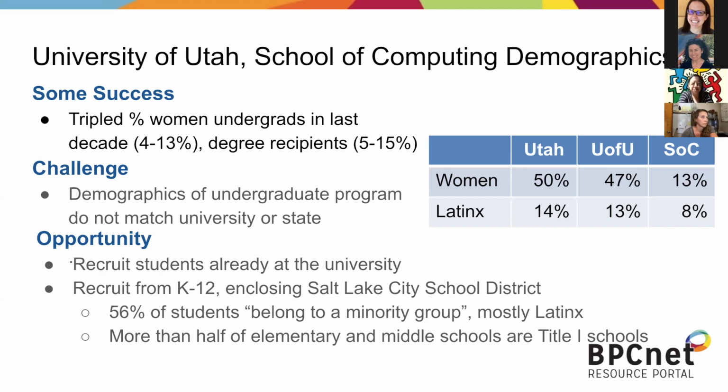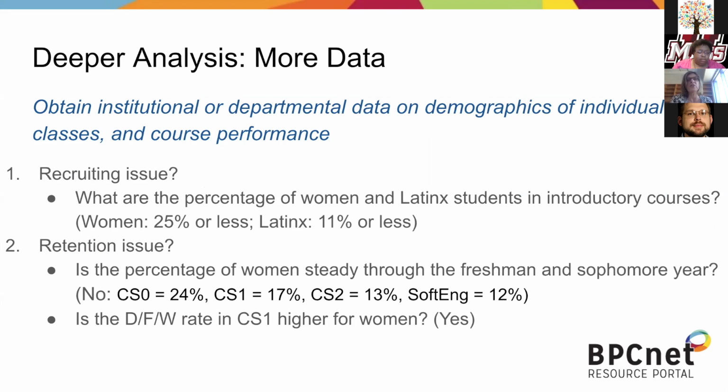If you look at this, you see an opportunity. We have an opportunity to recruit students already at the university. And it turns out, because we're in the major population center for the state, that we have an opportunity to recruit from the K through 12 in the Salt Lake City School District because it is very diverse, and also because it's the big city in the state. It has a large number of Title I schools, and they're just a few miles away. So that gave us some superficial information about what we might want to do.